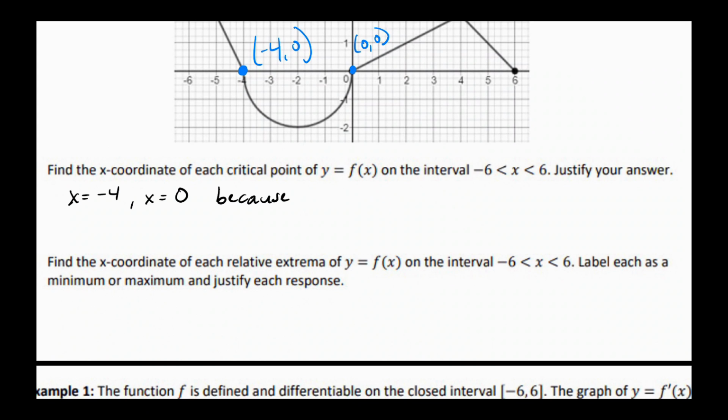Right now that's a 3-point question. I would get 2 points because I got the x's, right? I got -4 and 0. I'd get 2 out of 3. I wouldn't get all 3. 2 out of 3 ain't bad if you want a 66%, and I don't think anyone in this class wants a 66% on their test. So how do I get the third point? Why are those critical points?